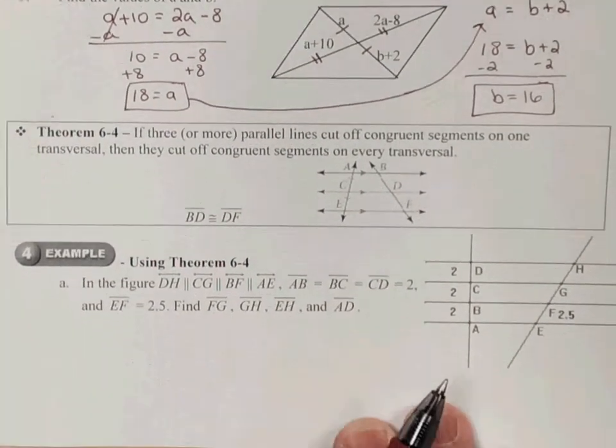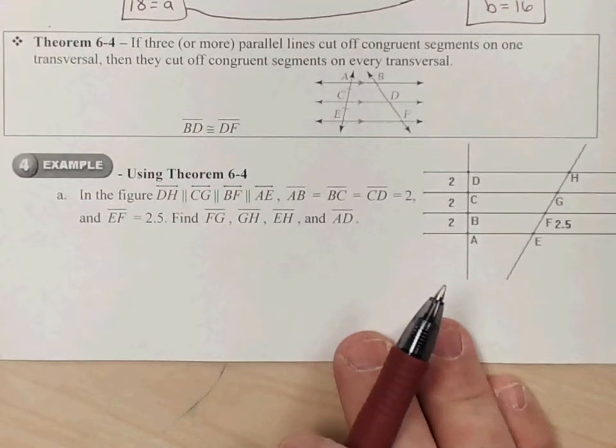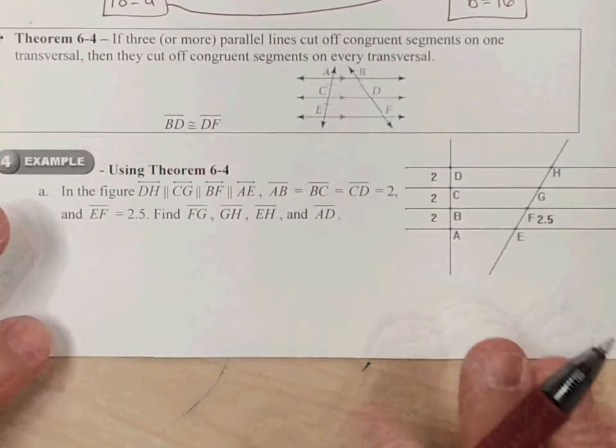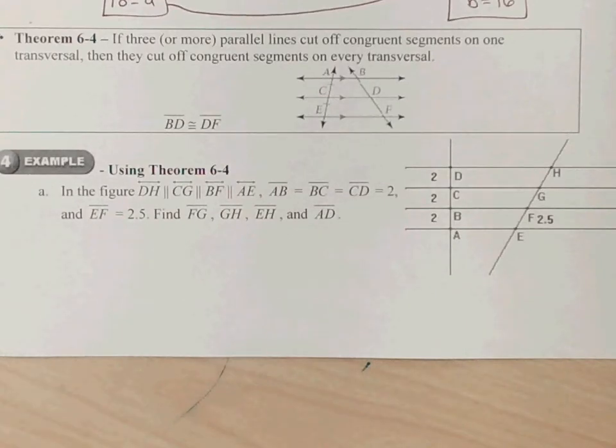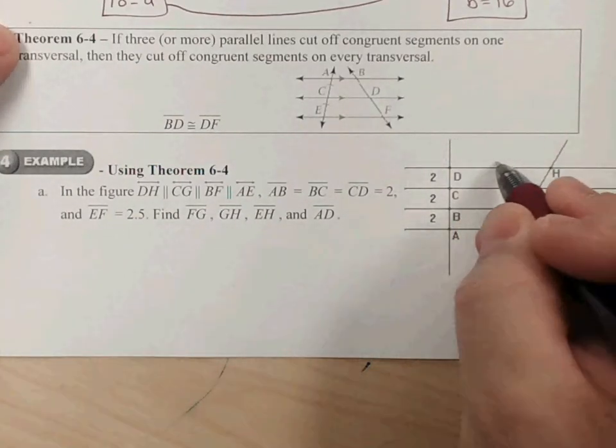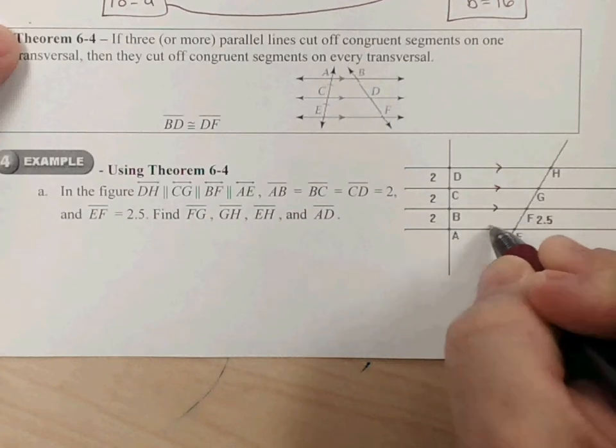And the last theorem that we have to talk about, which is a pretty simple one, is theorem 6.4. It says if 3 or more parallel lines cut off congruent segments on one transversal, then they cut off congruent segments on every transversal. So if you look at this figure, here's a transversal because all of these lines are parallel to each other.